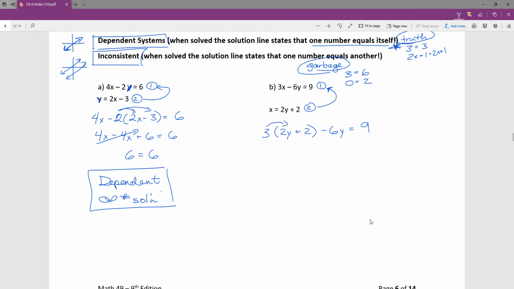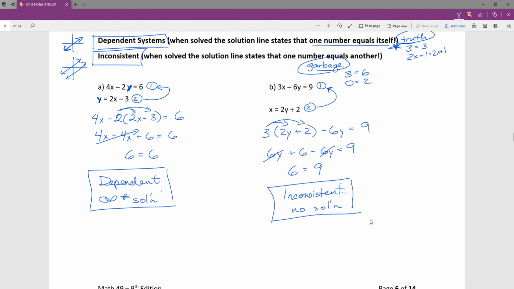Now I'm going to solve my newly made equation here. I would gather up my x or my y terms, my like terms, and get 0 because it's 6y minus 6y, right? Those go away and I have 6 equaling 9. That is a line of nonsense. It's a line of garbage. And that's what tells me that this system is inconsistent. It means that these two lines would actually run parallel to each other, and there is no solution for this system.